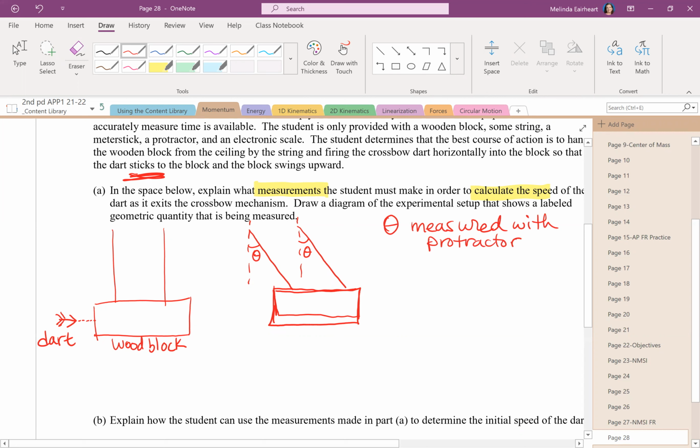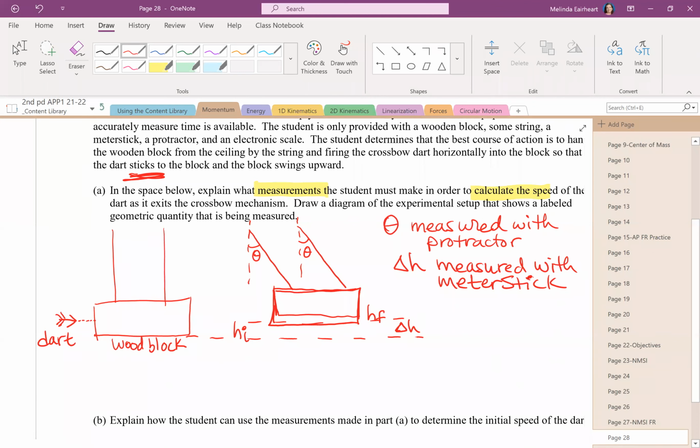What else might we measure? What distance? The block. And so from that initial height to the final height, that change in height. And so if I talk about measuring a change in height, I need to label it on my diagram. Change in height is going to be measured with meter stick. And I don't know if you remember when we did this calculation last week, the simulation, you really don't need to measure both. You just need one.